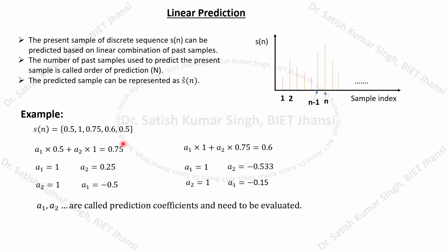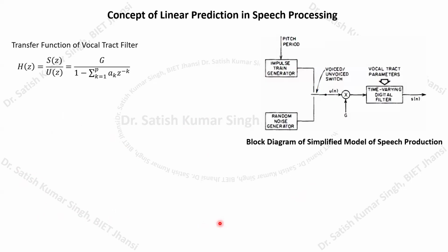Now we have to move on to the concept of speech signals, and understand how this linear prediction concept can be used in the case of speech signals. This was a very general definition that I have shown. A similar kind of concept we have to use in the case of speech signals. So now try to see this particular block diagram. This is the block diagram of the simplified model of a digital speech signal production system.